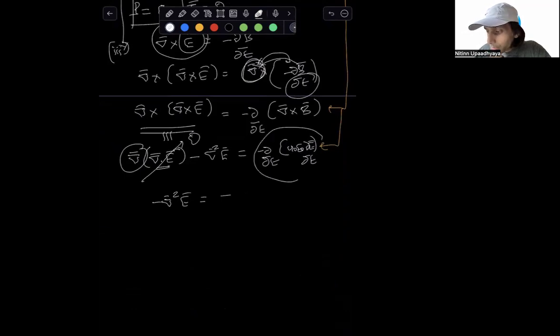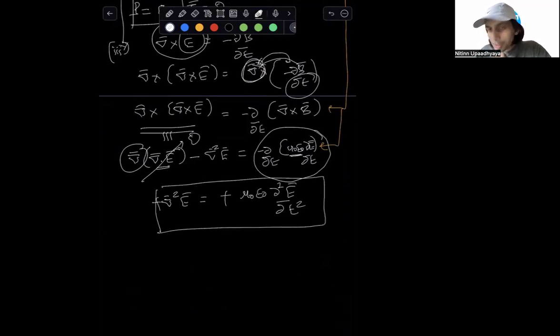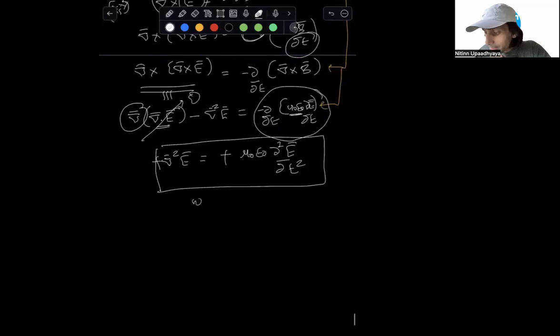Now we see that on the right-hand side, we have two partial derivatives with respect to time. And you have mu naught epsilon naught, which are both constants. So it's just minus mu naught epsilon naught. So they just come out of the derivative, and the second derivative of E with respect to time. Now we have minus on both sides, so we can cancel these two terms. And this equation is an example of what is called a wave equation.